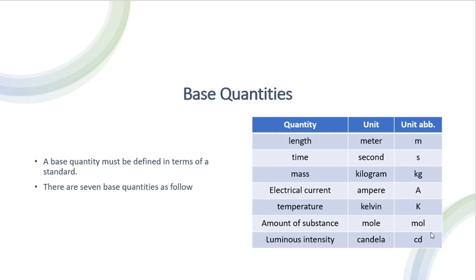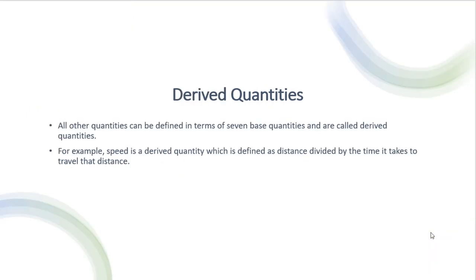Amount of substance is in mole. And luminous intensity is in candela, which is abbreviated as cd. There are other quantities which are known as derived quantities. We say that all other quantities defined in terms of the 7 base quantities are called derived quantities.